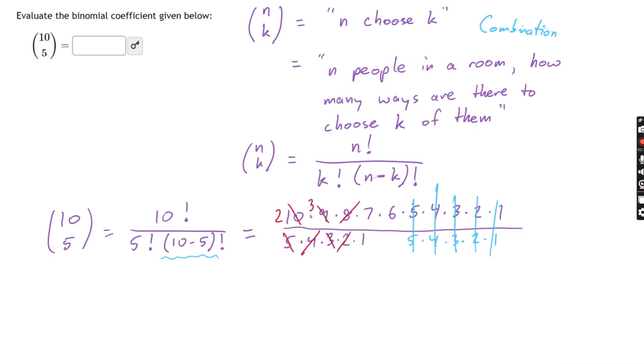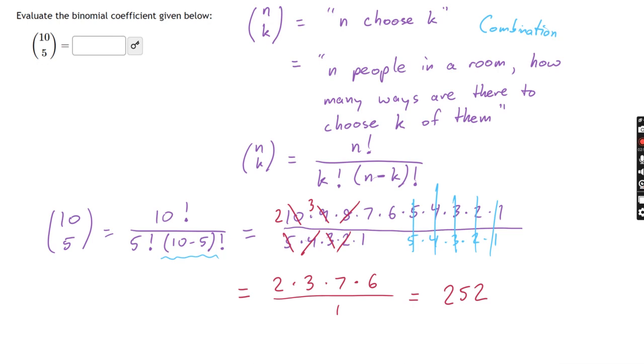So what's left? Well, let's count them all up. There's a 2 times a 3 on top, and there's a 7 and there's a 6. That's all that's left. On the bottom, it's just a 1. So now, by all means, plug this into a calculator. 2 times 3 times 7 times 6. And what you get is 252. Kind of a big number.